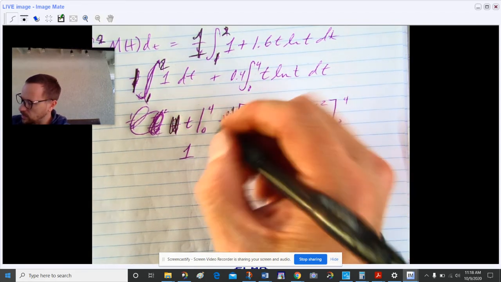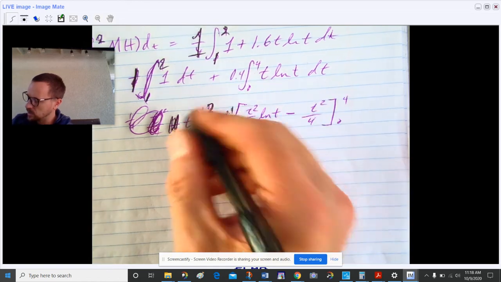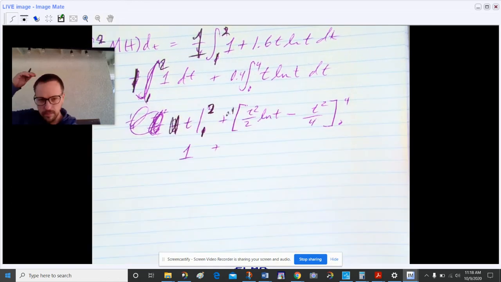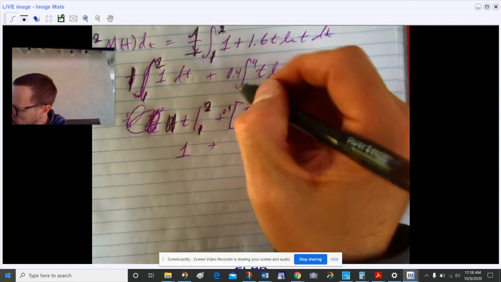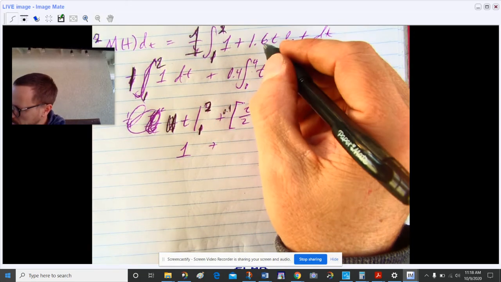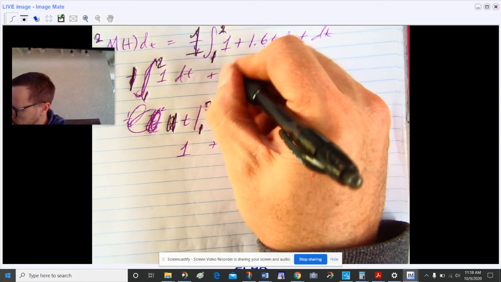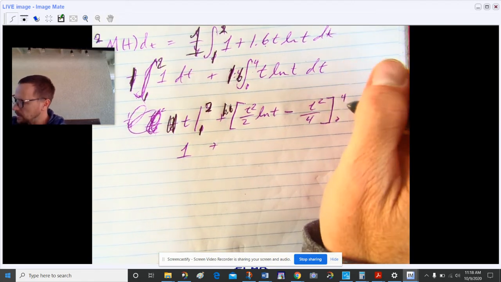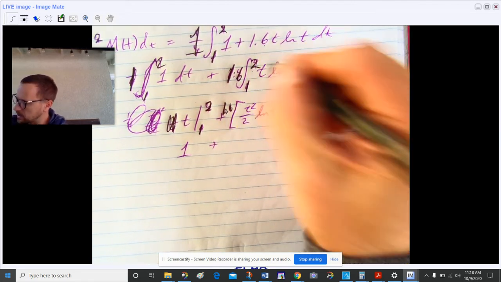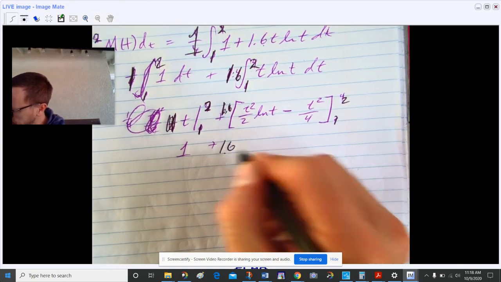This is not 1/4, that's just t. So that's 1 to 2, which means that, hey, that's still 1. Cool. Over here, instead of doing the 1.6 divided by 4, this is going to be 1.6 out here. And instead of going from 0 to 4, that's 1 to 2. All right, cool. So we have 1.6.